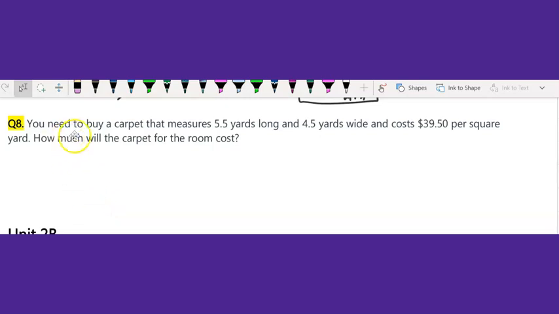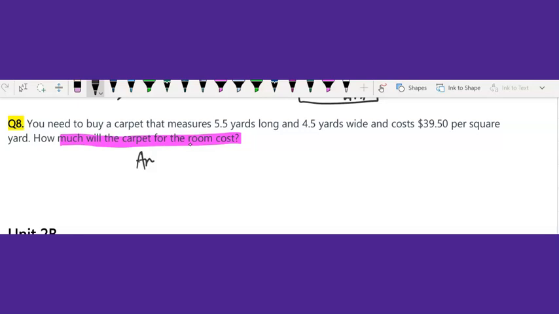Next question. You need to buy a carpet that measures 5.5 yards long and 4.5 yards wide and costs $39.50 per square yard. Notice that there are 3 numbers. One is the length of the carpet, another is the width of the carpet, another is the cost per square yard. You look for how much money you need to carpet the room, so you're looking for a dollar amount. So you have to find first how much area you want to carpet.